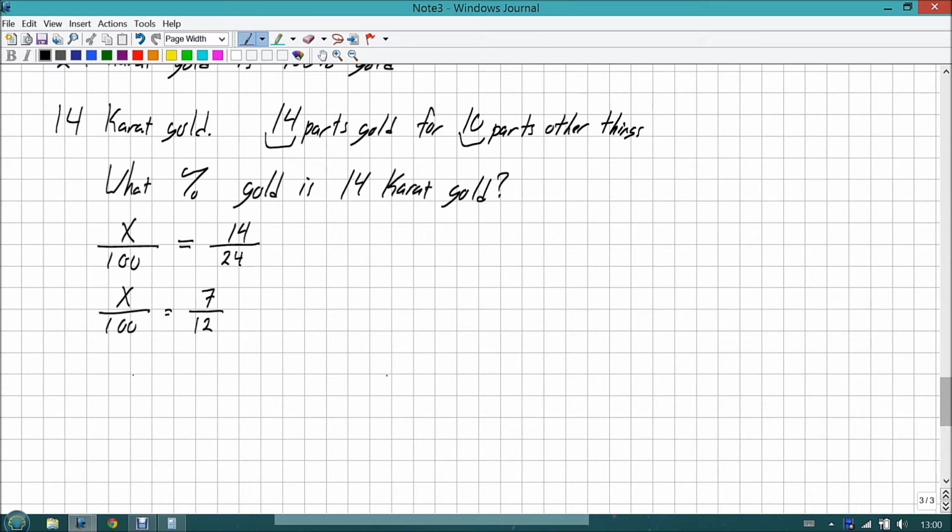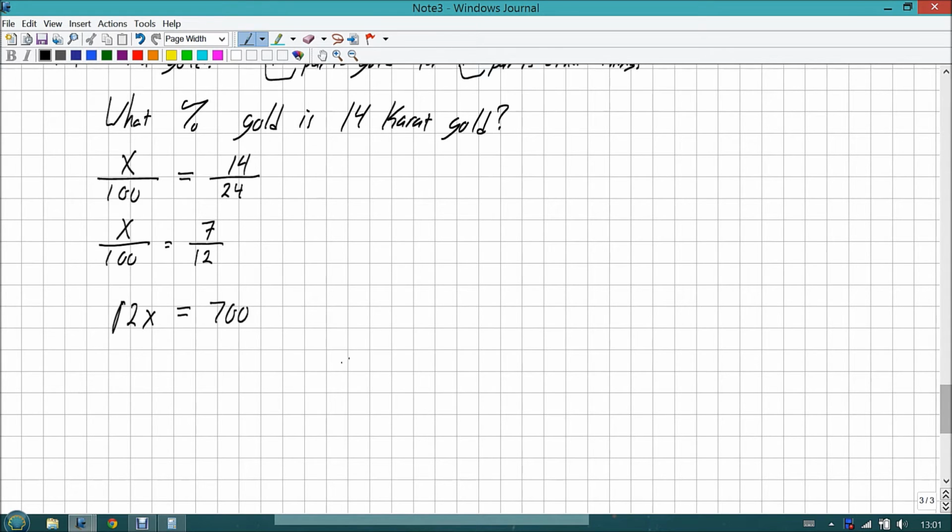So I now have 12x is equal to 700. Well, 12 and 700 are both even, so I divide them both by 2. Now I have 6x is equal to 350, still divisible by 2. 3x is equal to, what is 350 divided by 2? 175. And 7 plus 5 is 12, plus 1 is 13. So they're not divisible by 3.